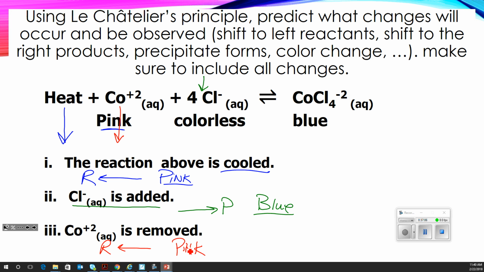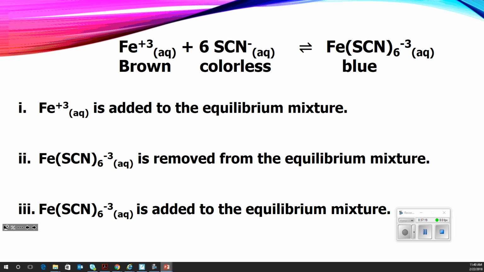Yes? Where it says pink and colorless, will we have pink? No, you'll only have one color on each side. One will say colorless. Okay, good question. Are we okay with this? All right. So don't overthink it. I want you to try this one on your own, and then we'll talk about it.